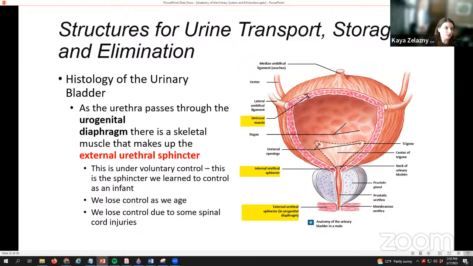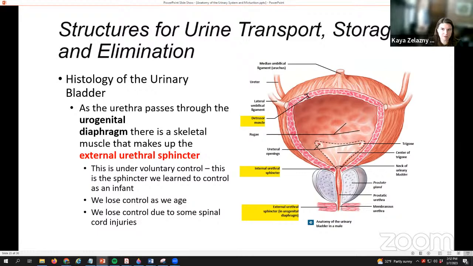Okay, so our external urethral sphincter is under your control because it's made of skeletal muscle, but you do lose control as you age, spinal cord injuries, any nervous injuries, or diseases that affect the nerves, or diseases that affect any of the pressures sort of in this region can affect your control of this sphincter. And a cool thing is infants actually need to learn to control this sphincter, just like they need to learn to control, you know, their arms and legs and figure out where they're going, right?